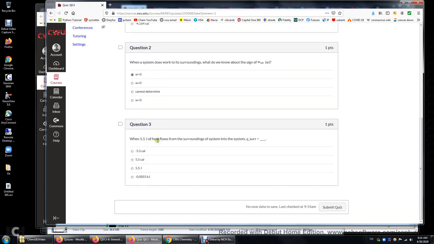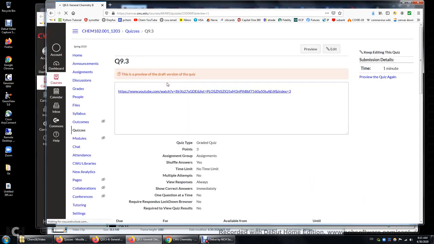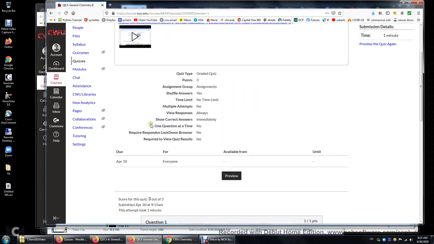5.5 joule of heat flows from the surroundings to the system. The surroundings loses energy, so you need to find negative 5.5 joule. I cannot find that number, but over here, 1 kilojoule is 1,000 joules, therefore this number is correct. This is also a negative number. The sign is correct, but the unit is wrong. Right, let's see, 3 out of 3.